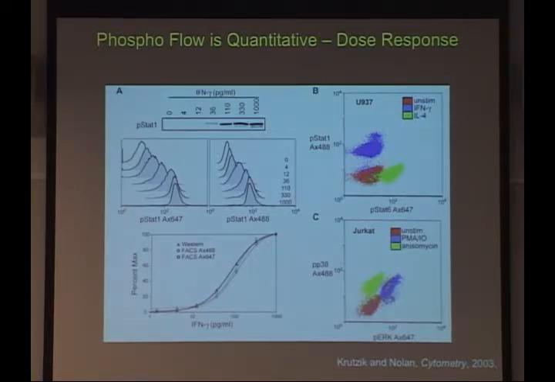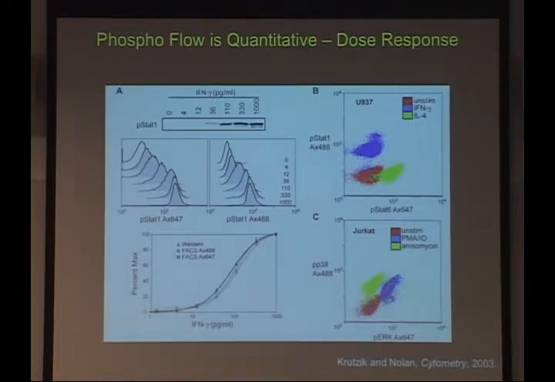So again, the technique is very quantitative, and it's not just a qualitative, does it have phosphorylation or not? You can actually measure those intermediate amounts. You can do dose responses of drugs. You can do dose responses of cytokines. You can do these kinds of quantitative techniques. And we actually use it quite a bit for drug discovery and drug screening now, too.